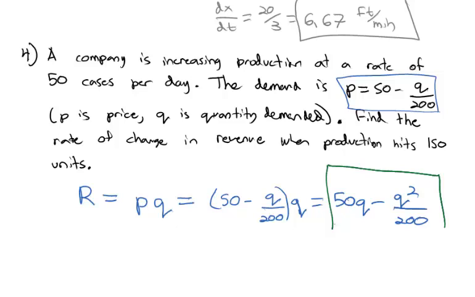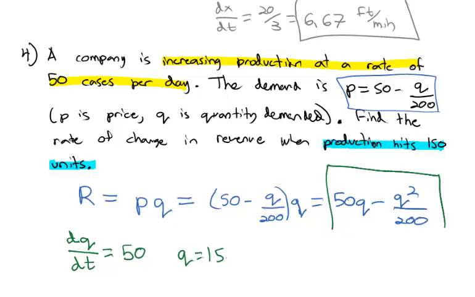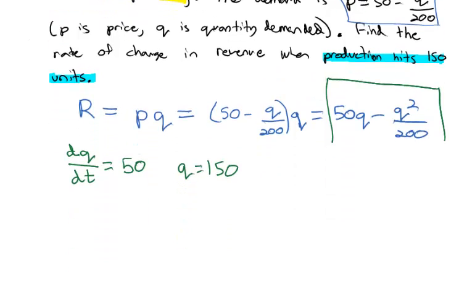What do we know? We know we're increasing production at a rate of 50 cases per day. That's something changing over time, 50 cases per day. It's the change in the quantity, the number of things produced. So the change in the quantity over time, dq/dt, is equal to 50. We're also interested in when production hits 150 units. That is our quantity, which equals 150 units.